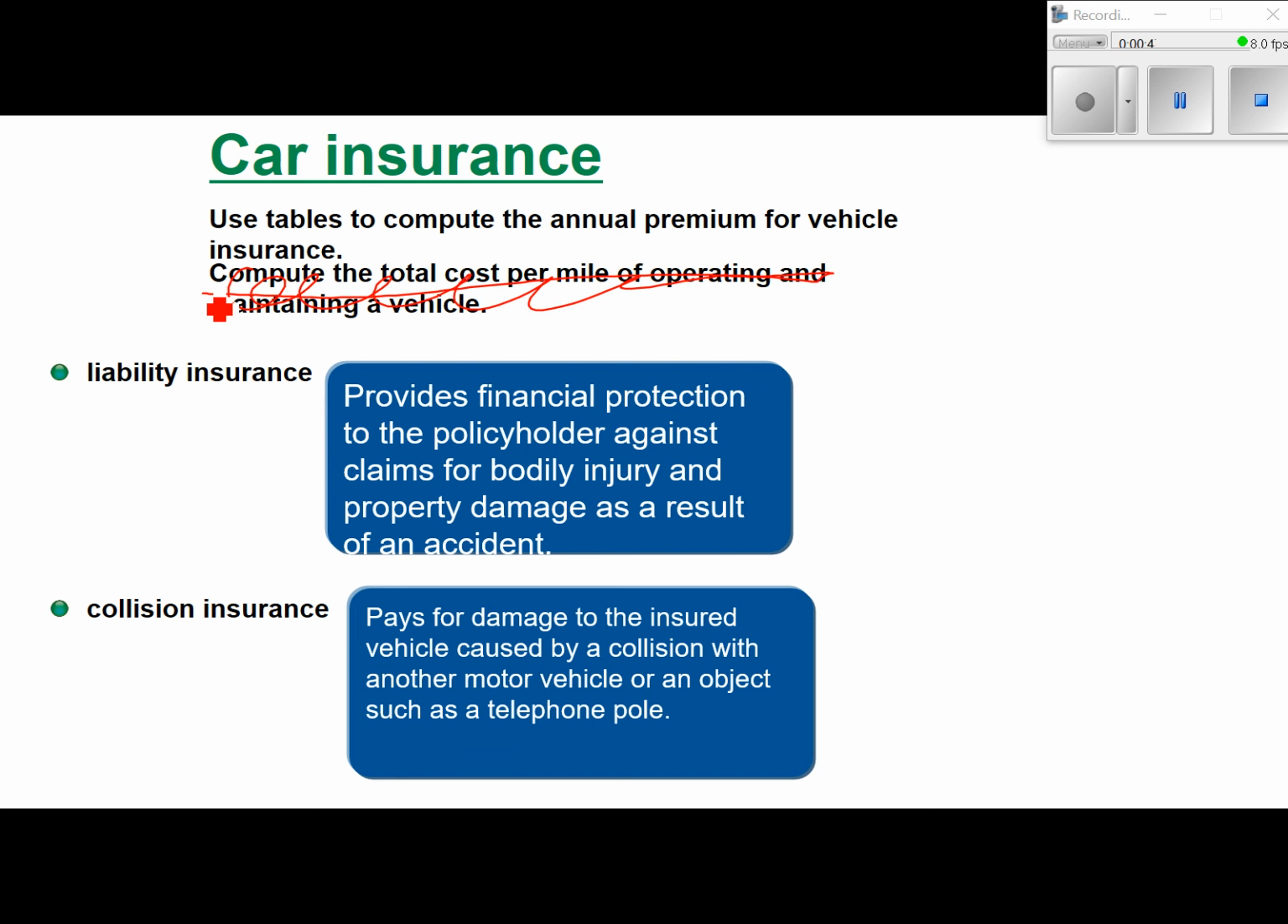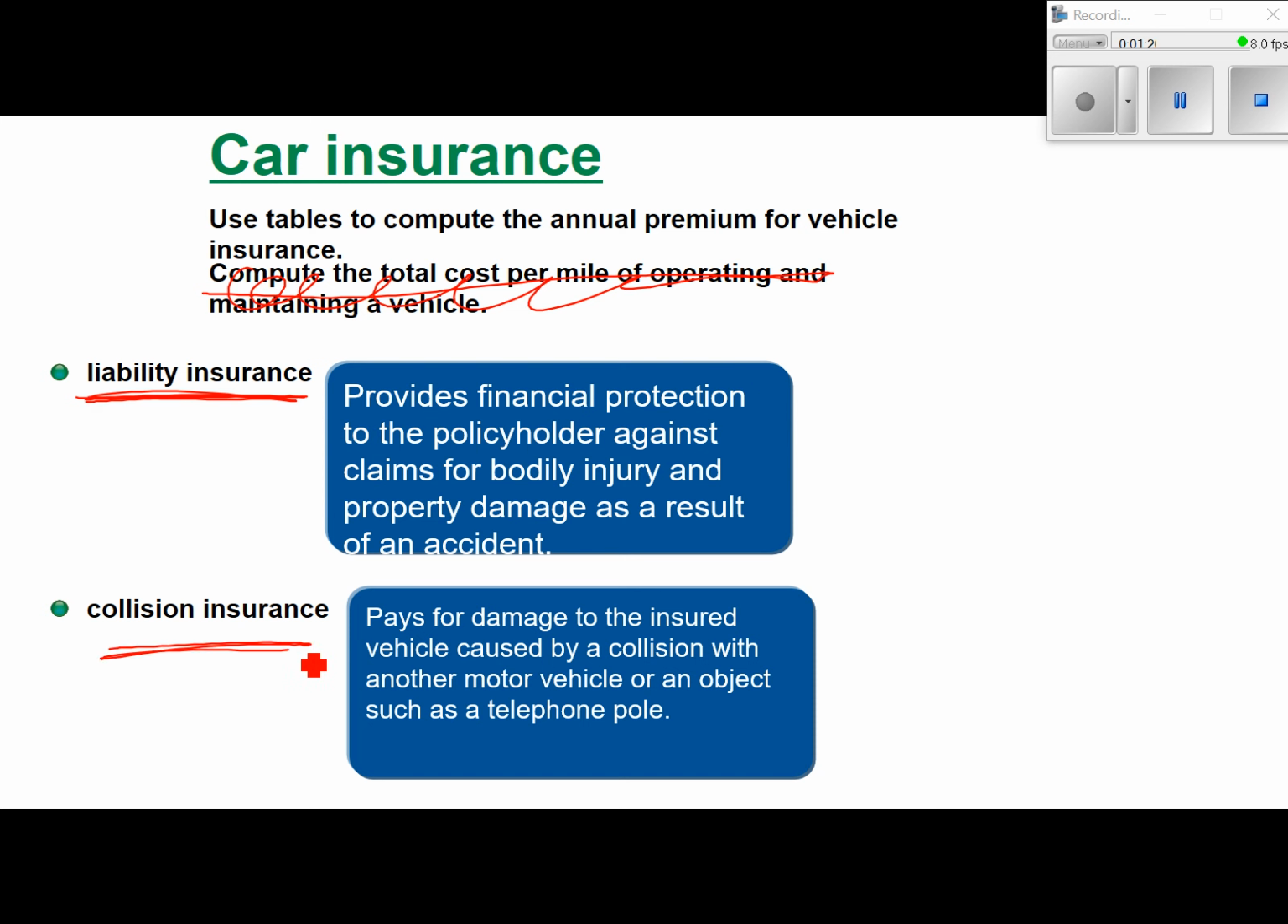Different kinds of insurance. Liability insurance provides financial protection to the policyholder against claims for bodily injury and property damage as a result of an accident. Liability in the state of Ohio is you have to have liability insurance on your car to cover if you're in an accident, whether it's your fault or not, or if you tear up something of somebody else's, if you run into somebody's fence or whatever, you have to have liability insurance to pay for that.